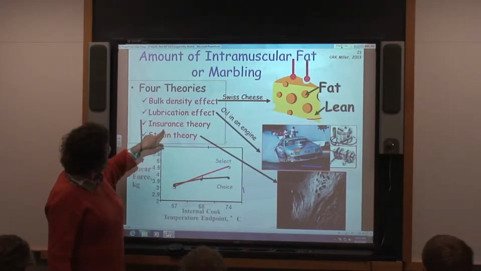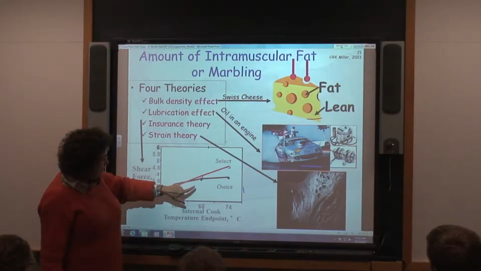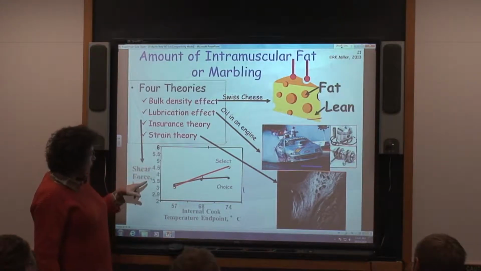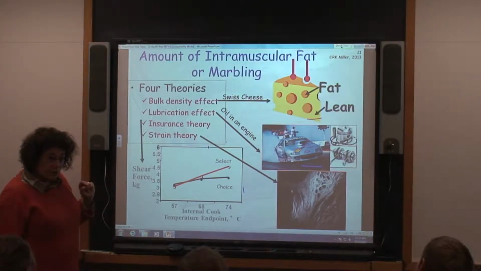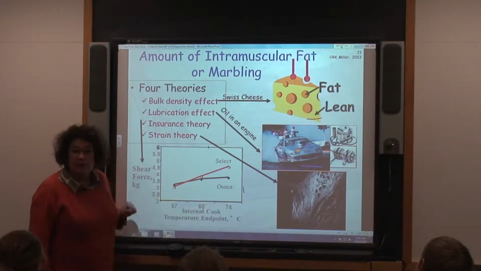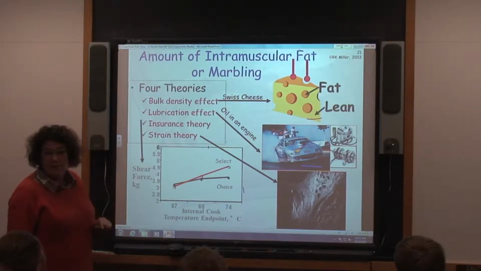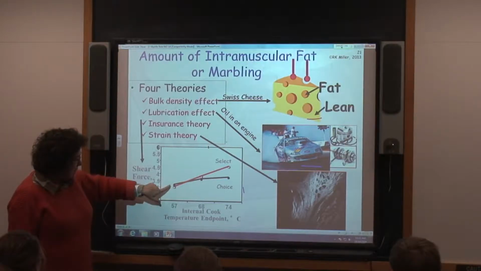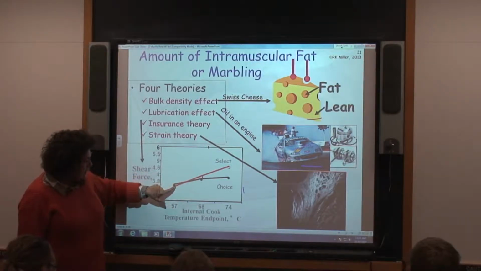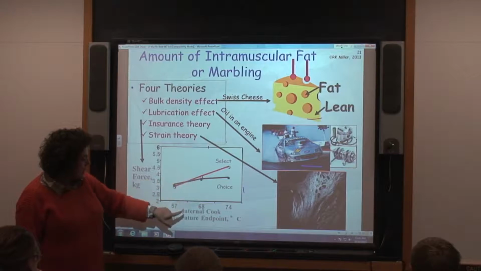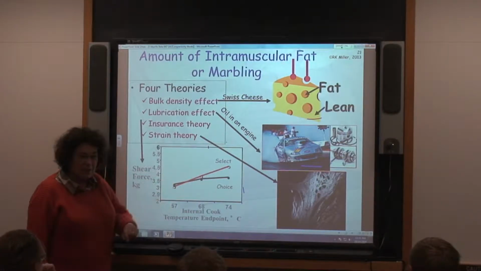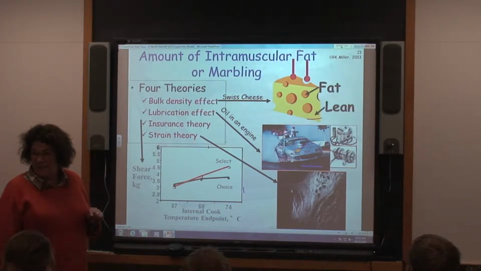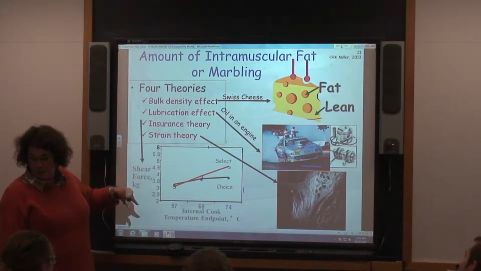Insurance theory is, notice here we have choice and select, and these are top loin steaks, and these are shear force, so a higher value means they're tougher. And we cooked to 4 different internal temperatures. There's a lot of N for each dot here. This is the big choice select study we did in the early 90s. And notice that these samples sheared the same at lower degrees of doneness, but when you get to higher degrees of doneness, the select are tougher than the choice. And that's that heat denaturation issue.